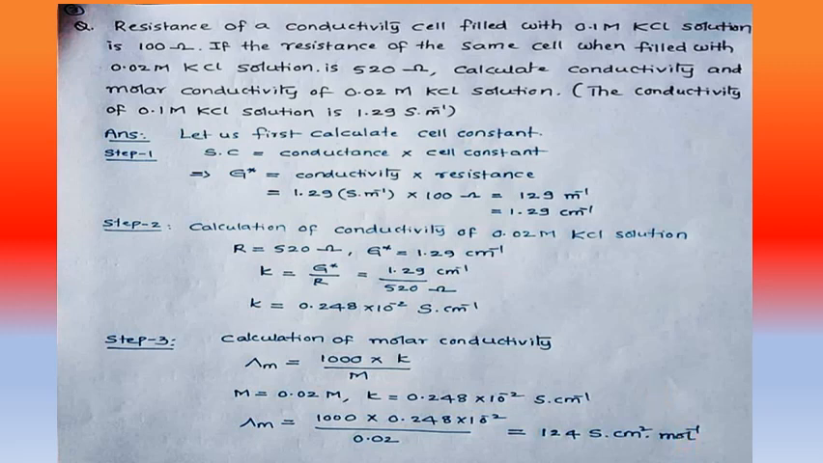This is a level 2 problem, dear students, because it is not a direct question. But it is very interesting because first we calculated the cell constant. By using that cell constant, next we proceed to calculate conductivity and molar conductivity of some other concentration of KCl solution.